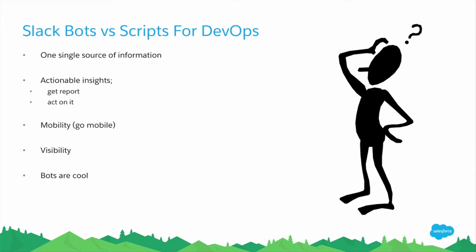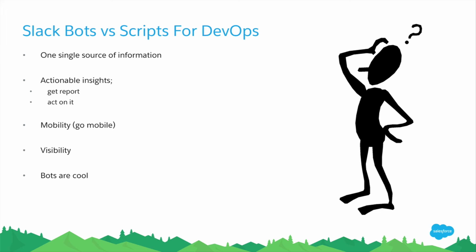So probably another question that you might be wondering is, why SlackBots versus normal scripts? I'm sure every DevOps engineer's ultimate goal is to automate things and probably have scripts for this. So why use SlackBots versus just having scripts?